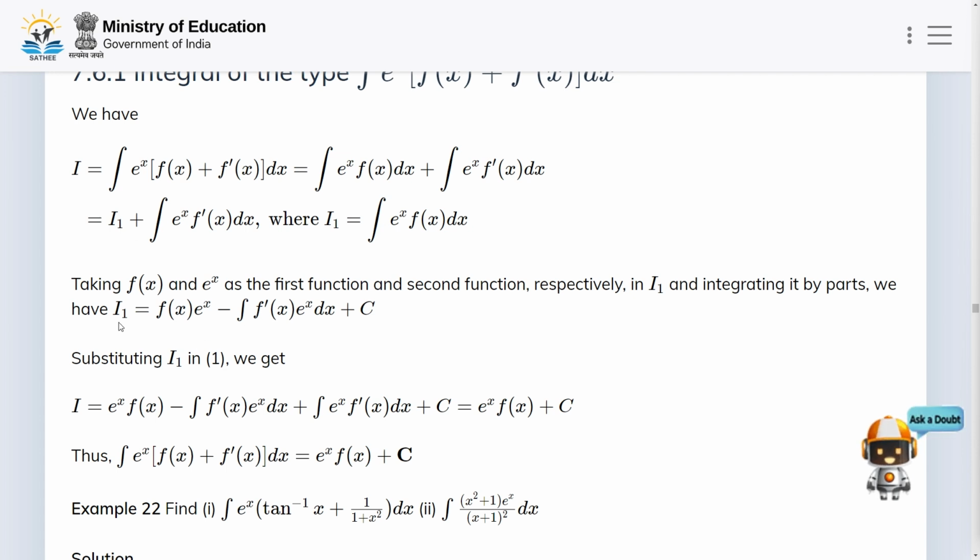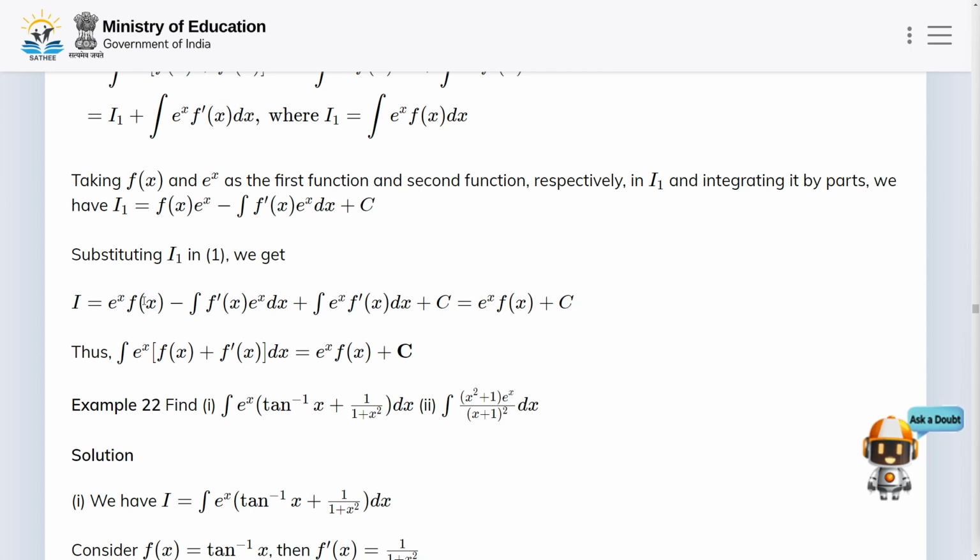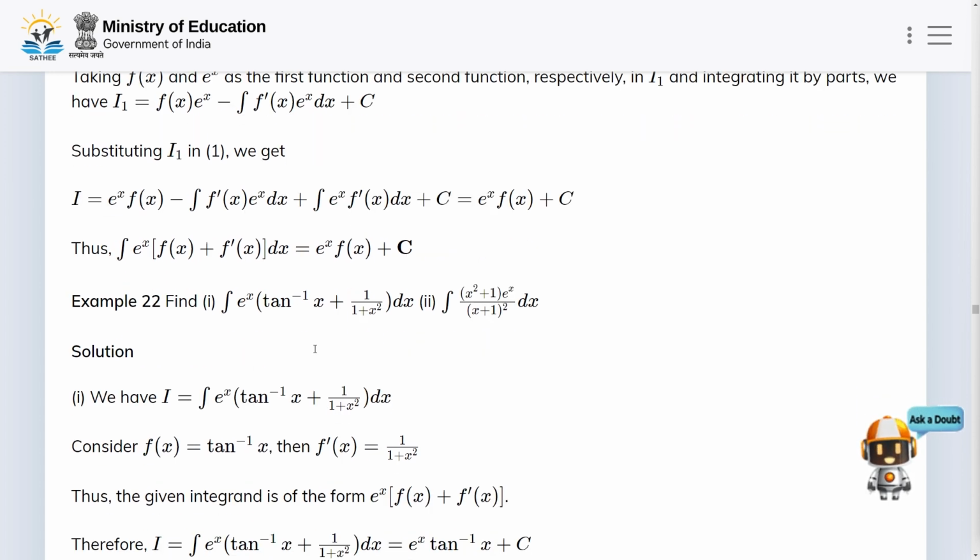Now put your I1 value here. This gives you what? This expression, and this expression gives you what? Just nothing. You can cancel these terms. Okay, you will only be left with e^x f(x) plus c. So your integration of e^x multiplied by f(x) plus f'(x) dx is equal to e^x f(x) plus some constant. Okay, clear?